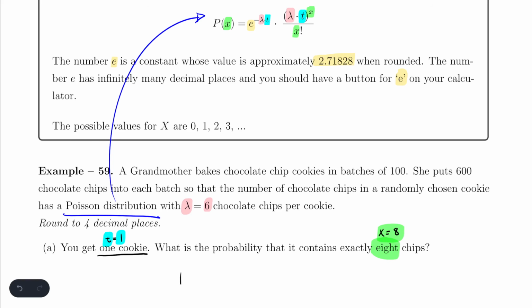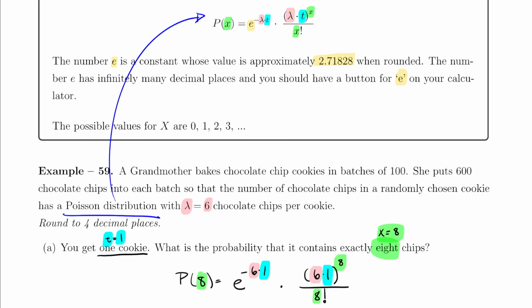So the probability for this Poisson distribution that we have 8 chips in the single cookie, the probability of 8, is equal to e, remember that letter represents that special number that you can find in your calculator, to the minus lambda, which is 6, times our time period here, or space, which is 1, times parentheses lambda, which is 6, times the space here again of 1, to the 8th power, over 8 factorial. Let's color code this to match our formula above.